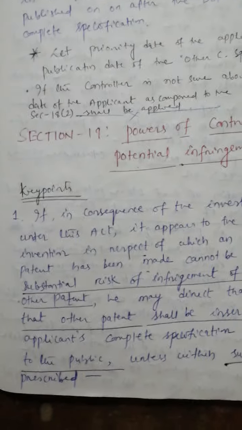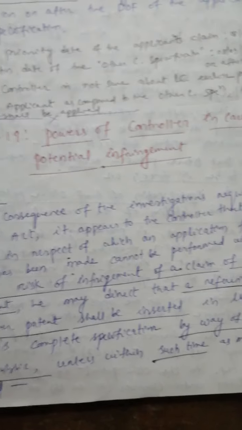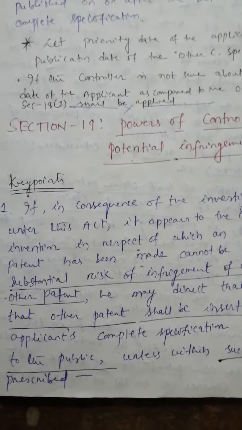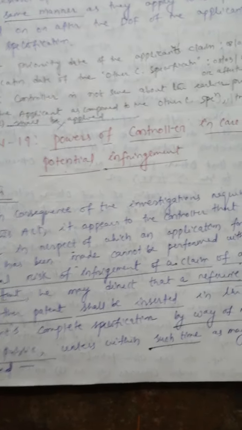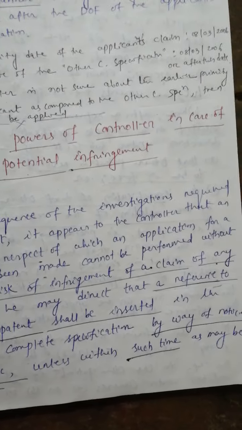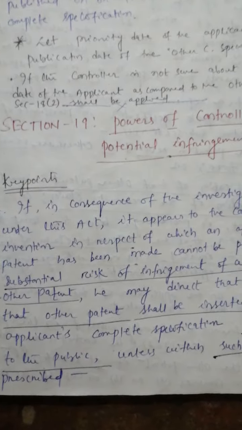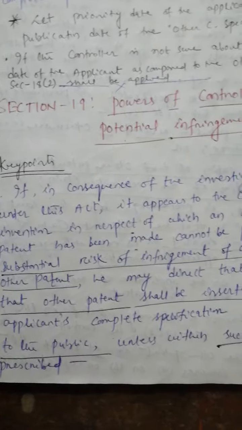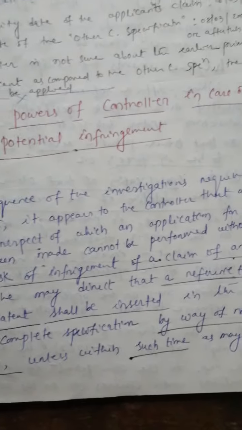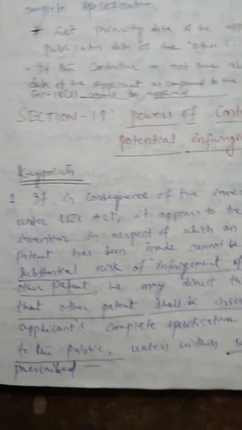Subsection 1 says, if, in consequence of the investigations required under this Act, it appears to the controller that an invention in respect of which an application for a patent has been made cannot be performed without substantial risk of infringement of a claim of any other patent, he may direct that a reference to that other patent shall be inserted in the applicant's complete specification by way of notice to the public unless, within such time as may be prescribed, some clauses are satisfied.